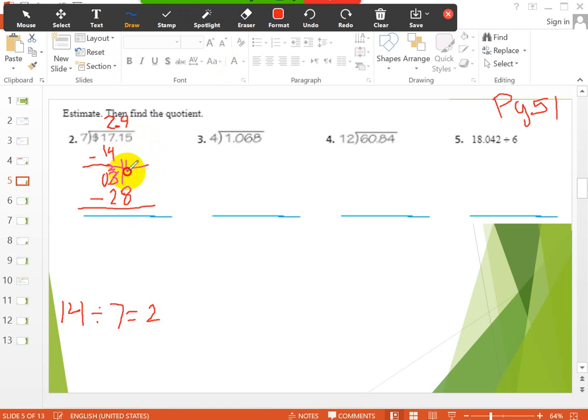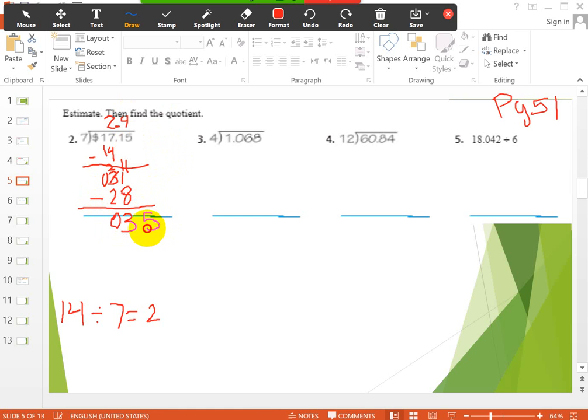11 minus 8 equals 3. That's right. Now 2 minus 2 equals 0. Now after that I have another digit, the hundredths. Now I will take this 5 and put it next to the 3. So it will be 35.